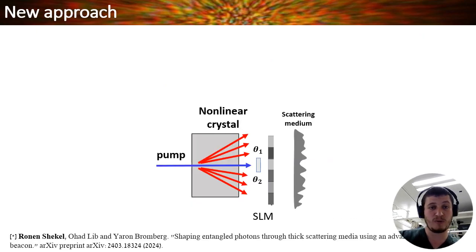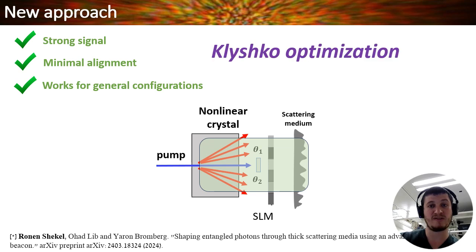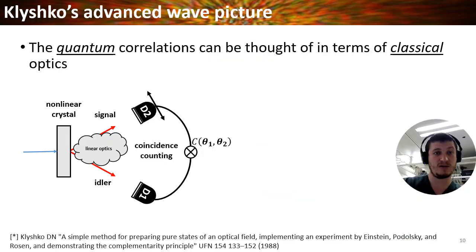What we would like to propose is a new approach that will both provide a strong signal, require minimal alignment, and work for the most general configuration. And for this, we propose Klyshko optimization. Klyshko optimization is based upon the Klyshko advanced wave picture.